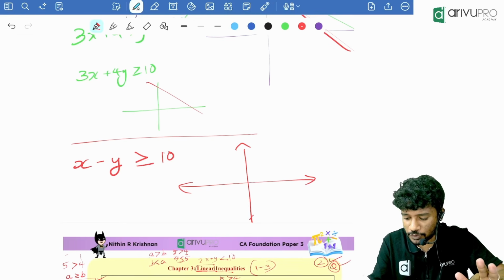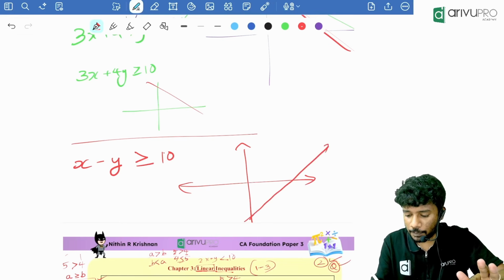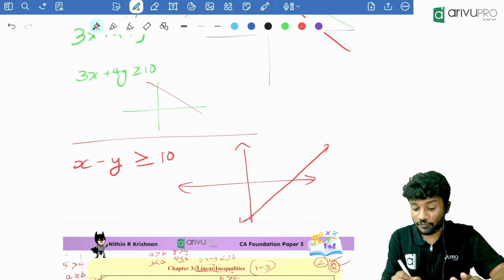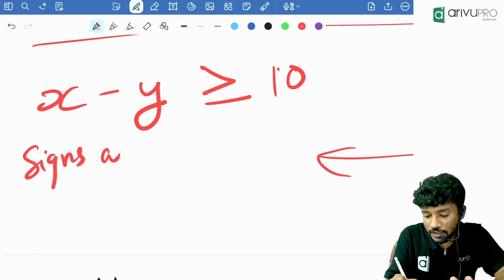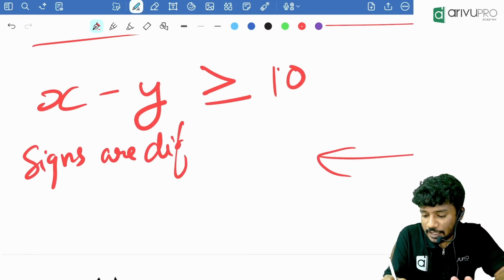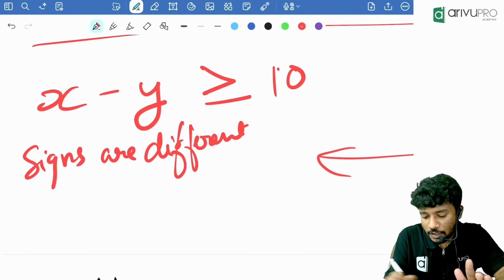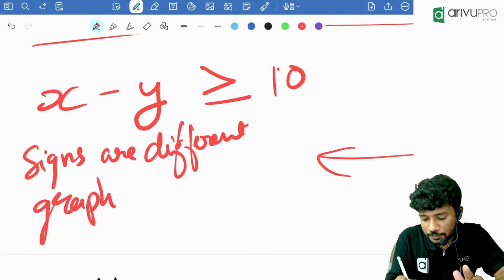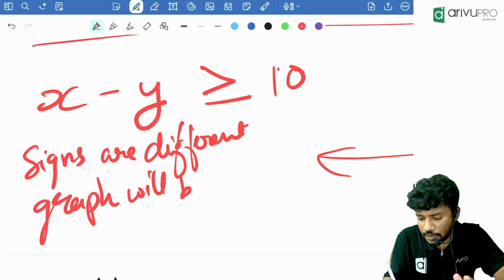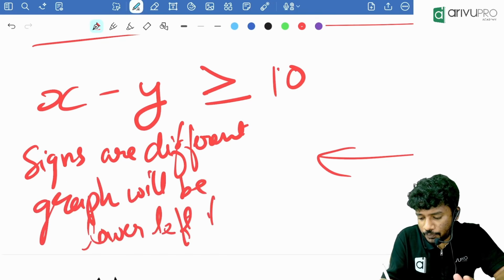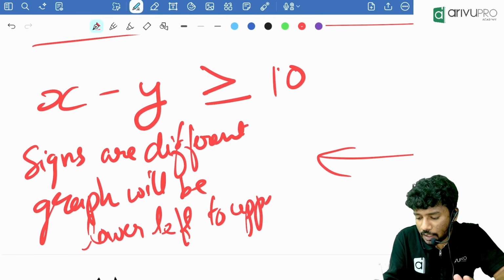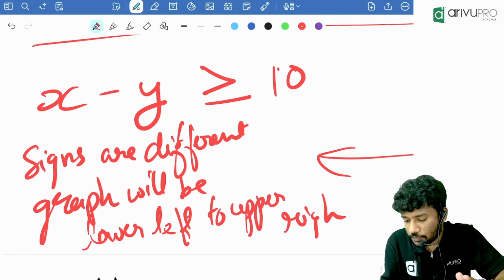From lower left to upper right. Okay, when signs are different, the graph will be lower left to upper right.